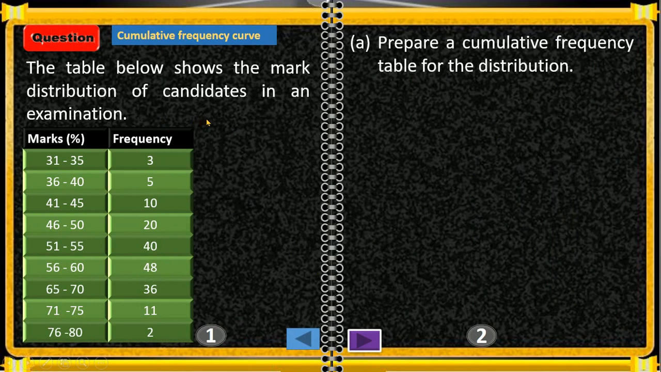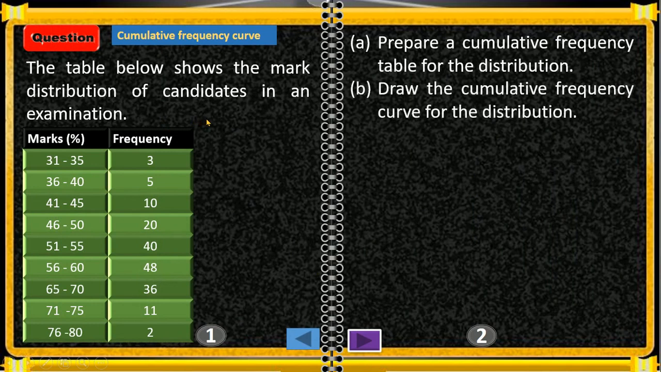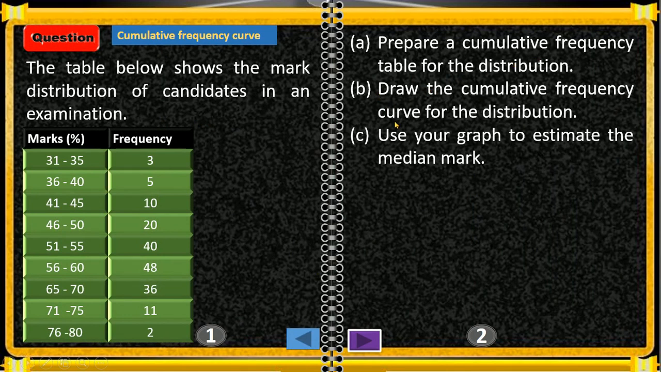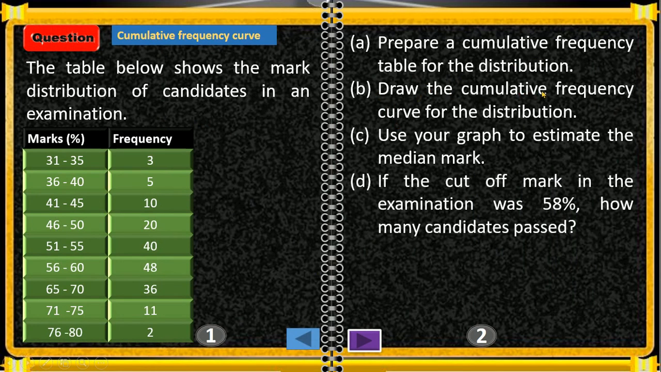The table below shows the marked distribution of candidates in an examination. Prepare a cumulative frequency table for the distribution. Draw the cumulative frequency curve for the distribution. Use your graph to estimate the median mark. If the cutoff mark in the examination was 58%, how many candidates passed?